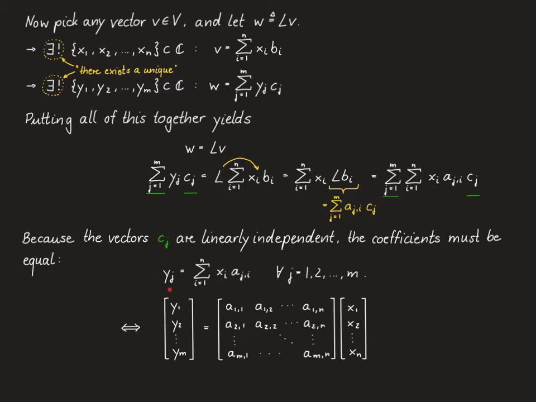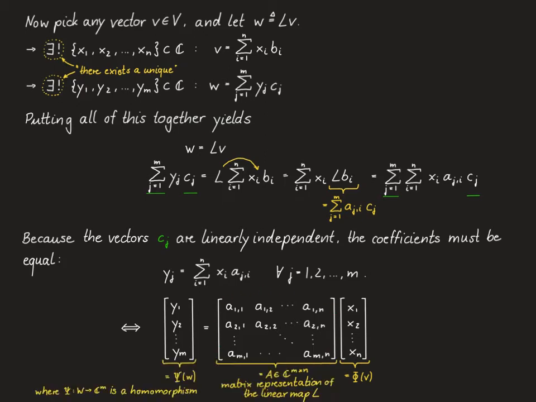Notice that this is exactly the formula of a matrix-vector multiplication, which can be written like this, where we have this vector here as the representation of the vector v in the space Cn, and here we have the representation of the vector w in Cm, and here we have an m by n matrix that we can call A, which is essentially a matrix representation of the linear map L.